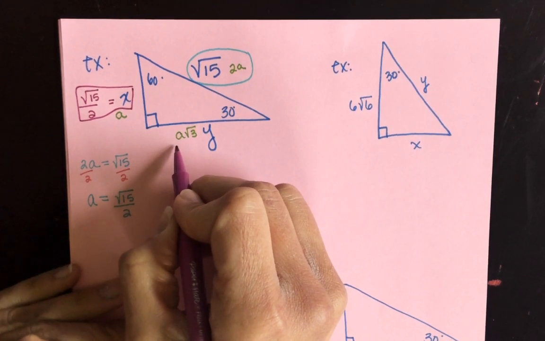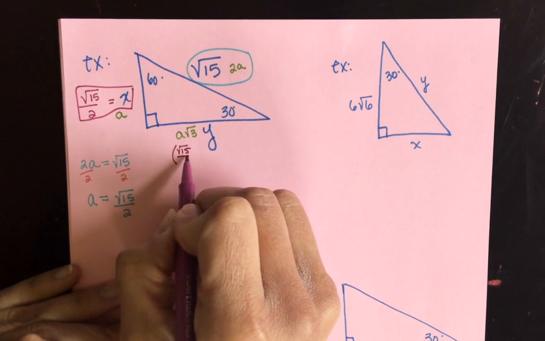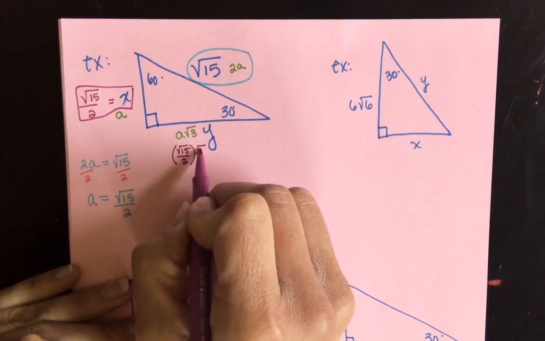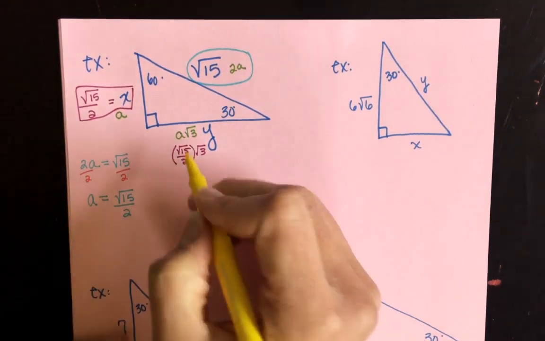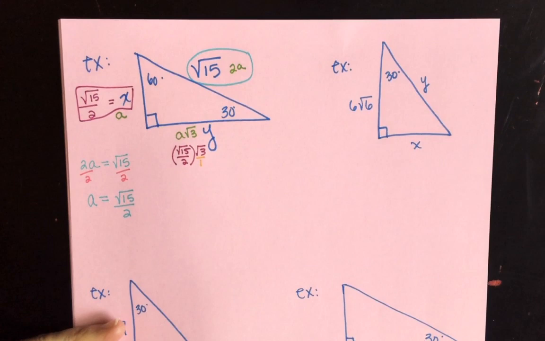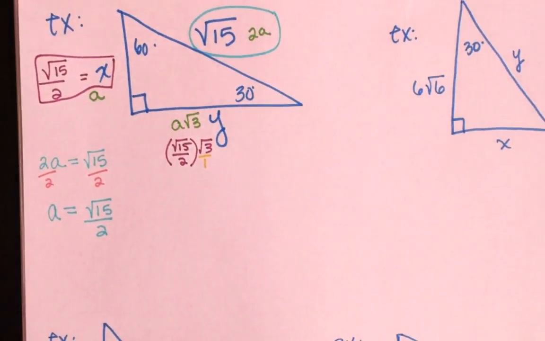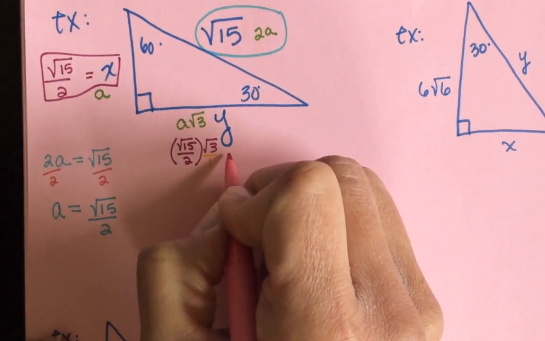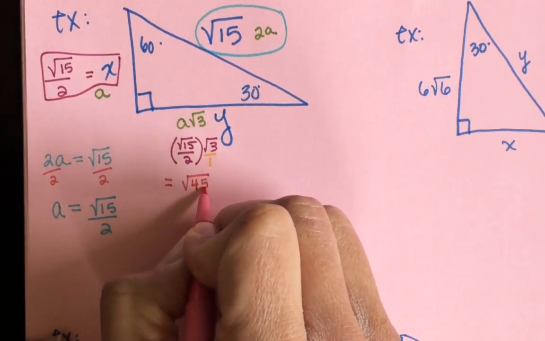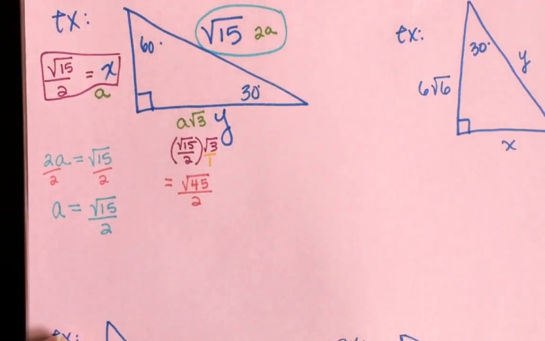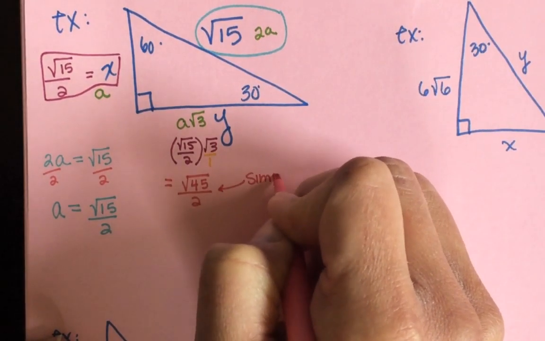Over here, we're going to plug in radical 15 over 2, but we still have to multiply it by radical 3. And that radical 3 is over an invisible 1. So we've got some work now. We have to simplify. So this is going to come out to be radical 45 over 2. We need to simplify.